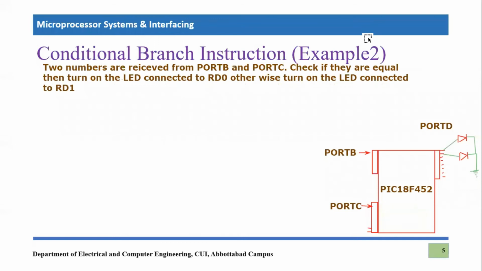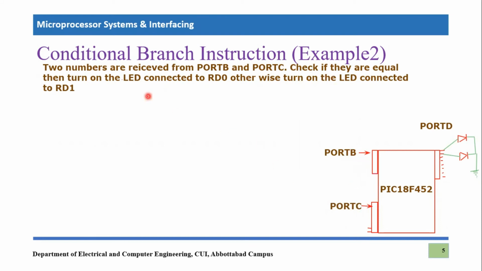Okay, let's consider another example of conditional branch. So this is our statement. It says two numbers are being received from port B and port C. Both are input ports, and we are receiving two different numbers from them. What we have to do is check if these two numbers are equal.